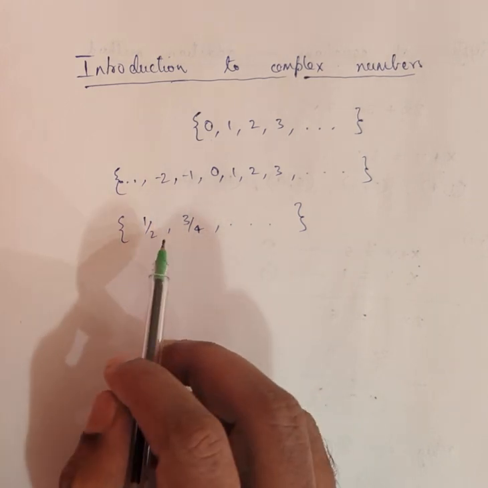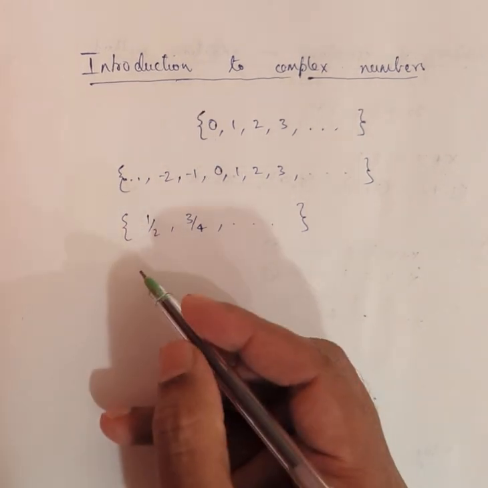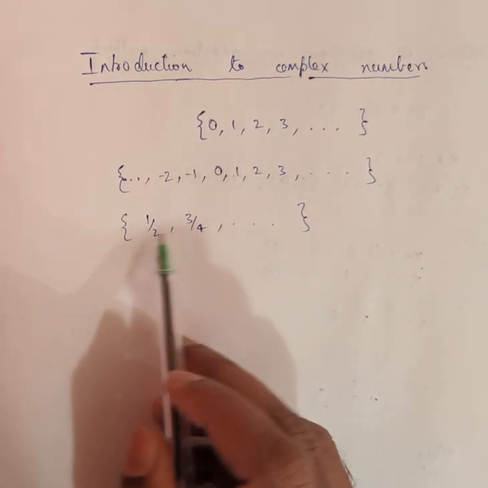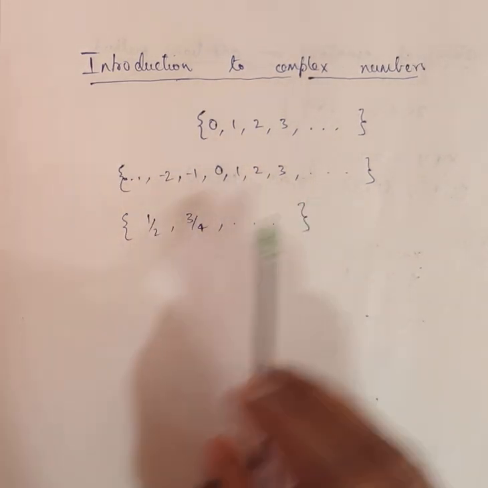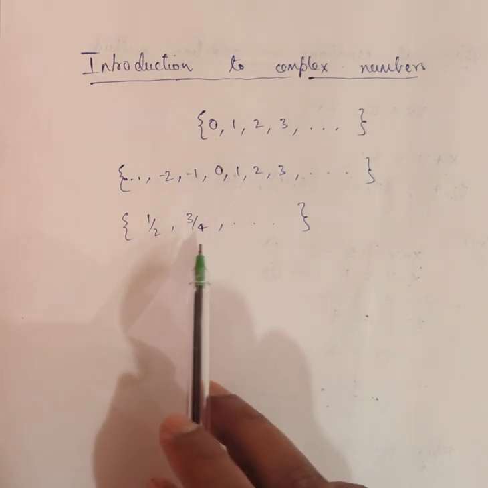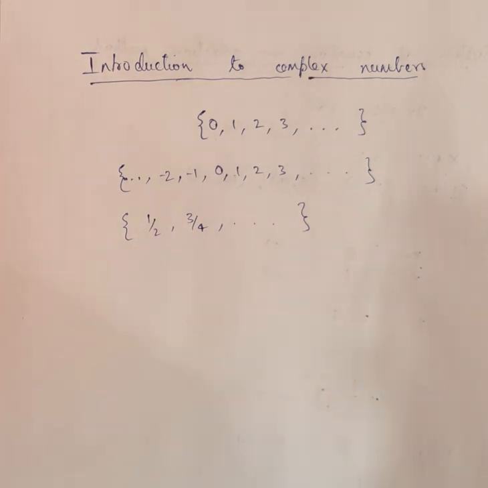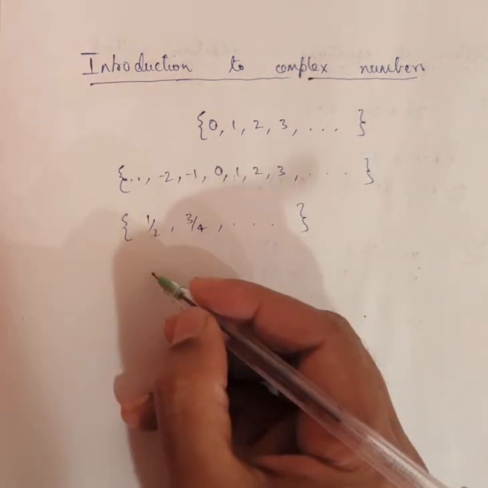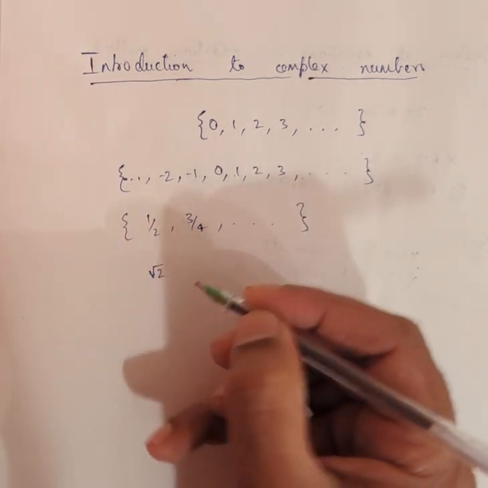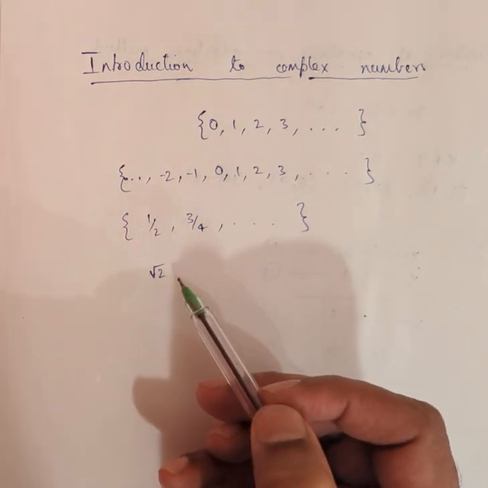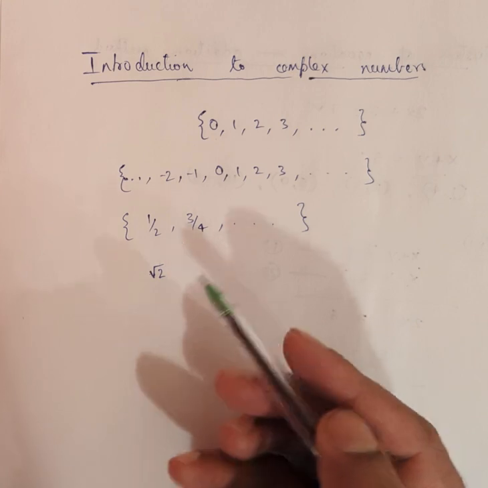And then we needed some more numbers. Not all numbers are rational. So all integers are rationals, but rationals are a little more than that. But not all numbers are rational. For example, square root of 2, you cannot write as a fraction of 2 integers.